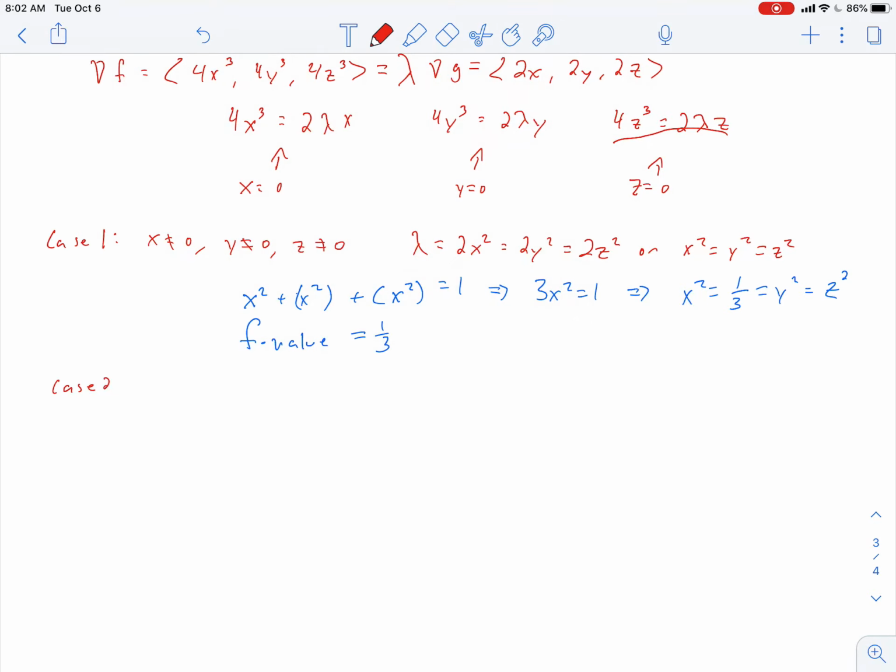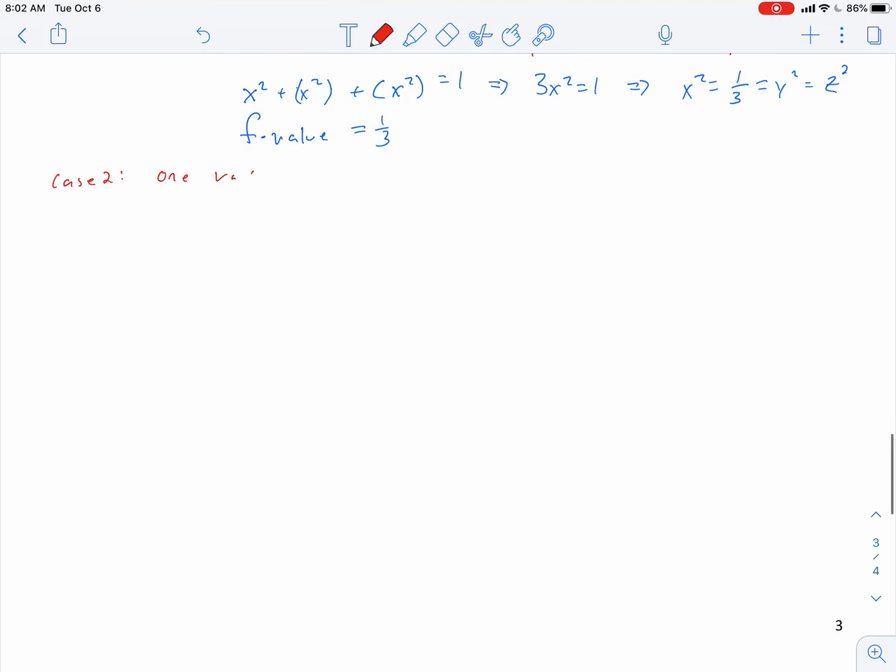Let's say one of those is 0. So one variable is equal to 0. So x equals 0, y equals 0, or z equals 0. We're going to make one of those equal to 0. So one variable is 0, other two are not. Then the squares of the two non-zero coordinates are equal.